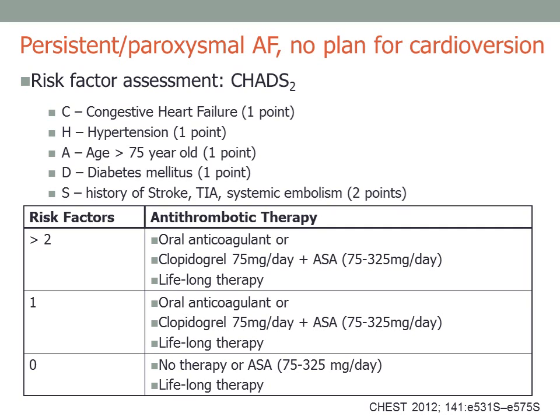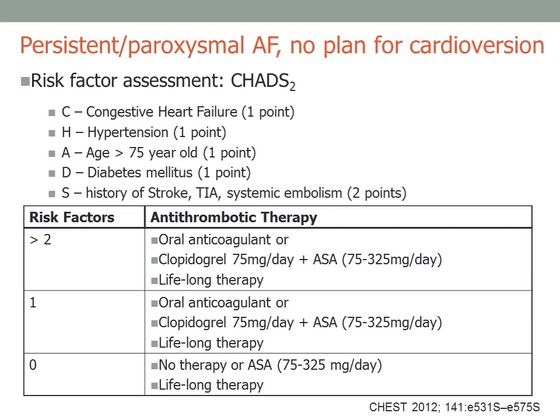This slide is a summary table showing the 2012 CHEST guideline recommendations for antithrombotic therapy based on stroke risk. These guidelines apply to patients with persistent or proximal AFib with no current plan for cardioversion. The CHADS risk index is used to assess risk of stroke in patients with AFib.